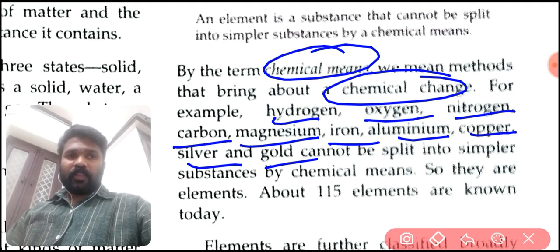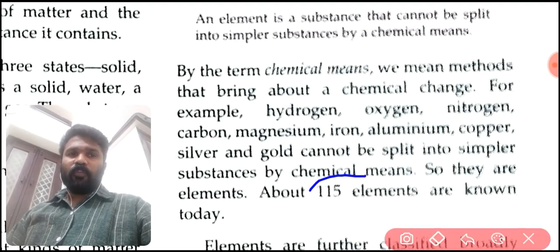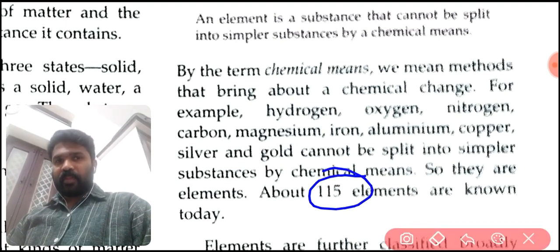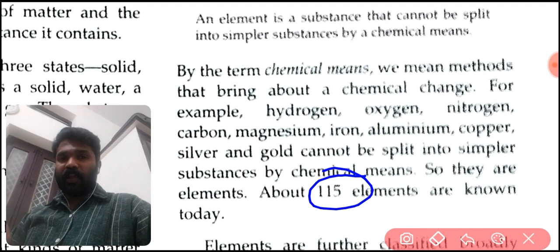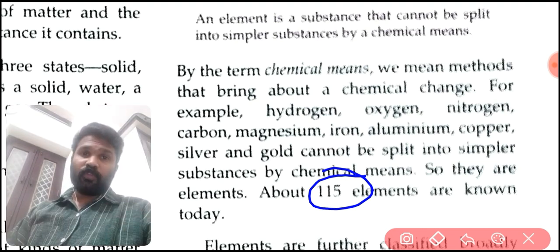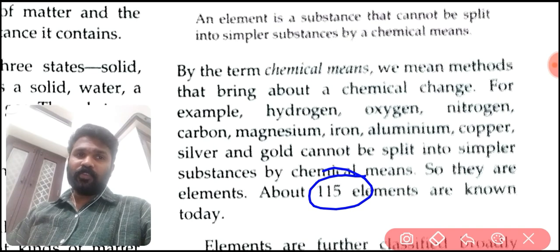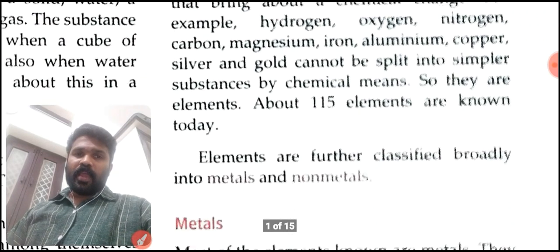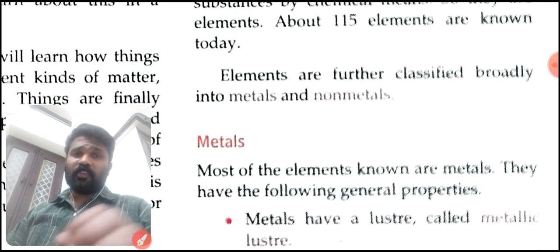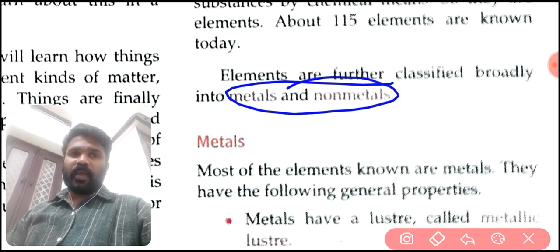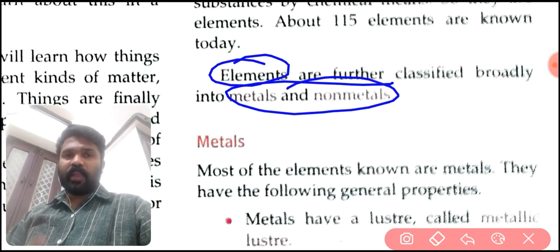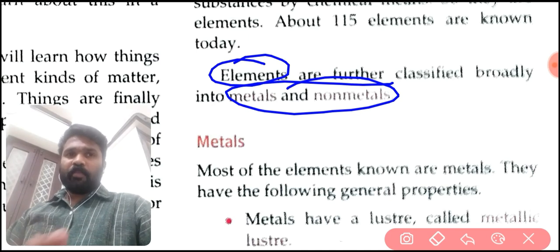Like these, around 115 elements are known today, like hydrogen, oxygen, nitrogen, carbon, magnesium and so on. There are 115 elements present today in the periodic table. And elements are further classified broadly into two categories, metals and non-metals.